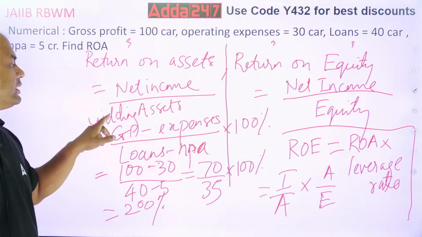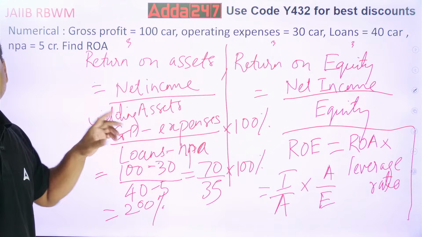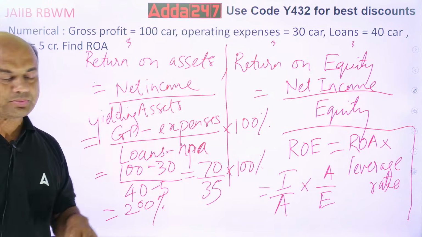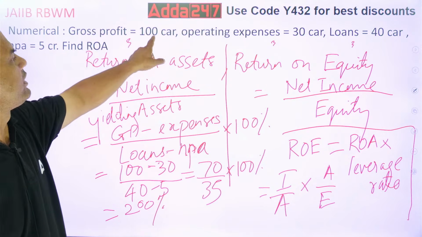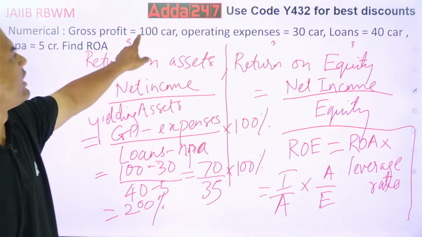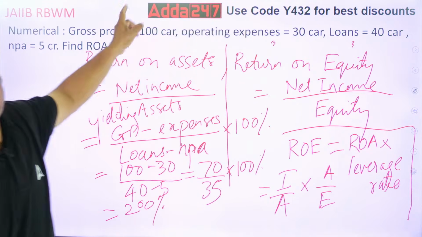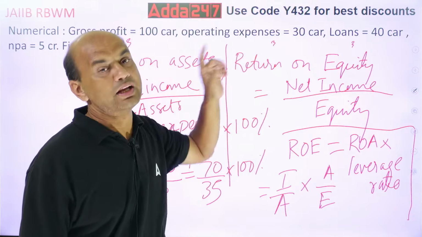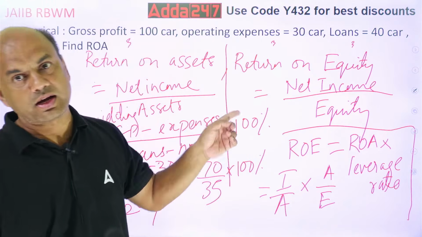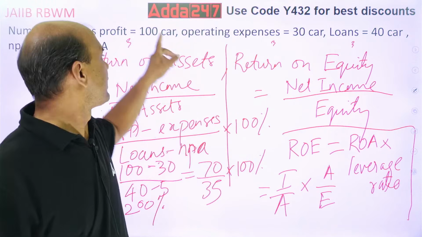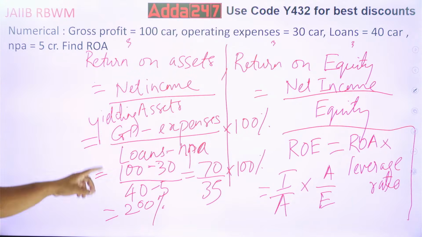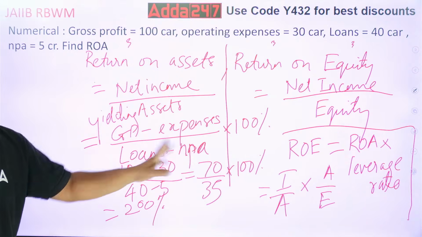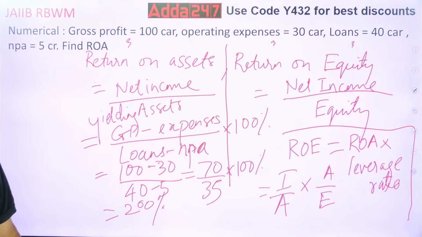Net income upon yielding assets. Yielding means which are giving you profit. So net income is what? Gross profit minus operating expenses. So 100 is your gross profit. Expenses are 30. So net profit is what? 100 minus 30. 100 minus 30, 70, is your net profit. Clear? 70 is your net profit.